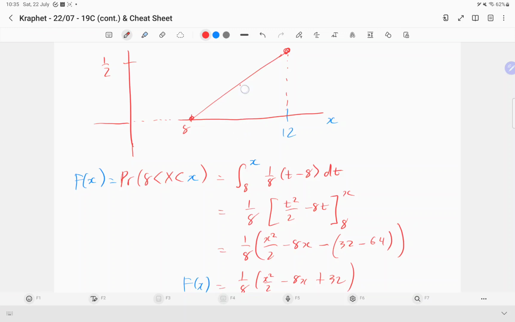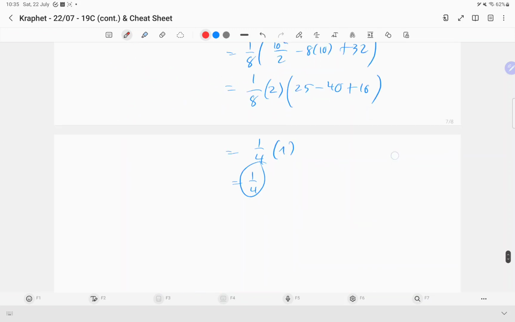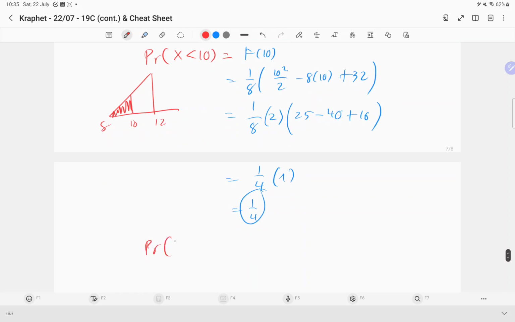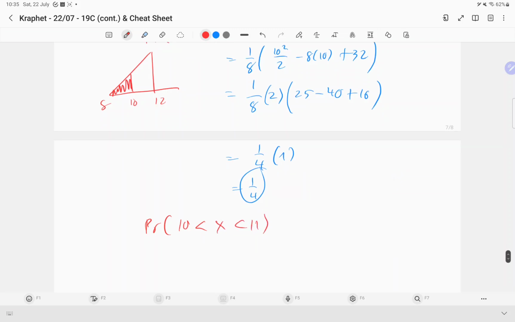So for example, if you're trying to calculate the area from, let's say, maybe I'll write this one here. So 8, 12, and 10 is here, will be this one here. So if you want to calculate the probability between, let's say, 10 and 11, okay? This is the same as big F of 11 minus big F of 10. That makes sense?